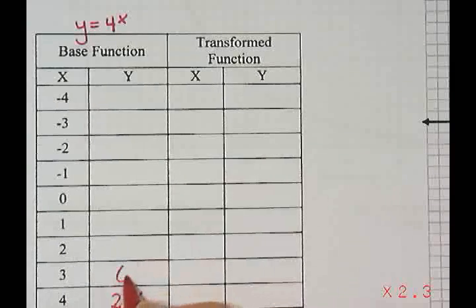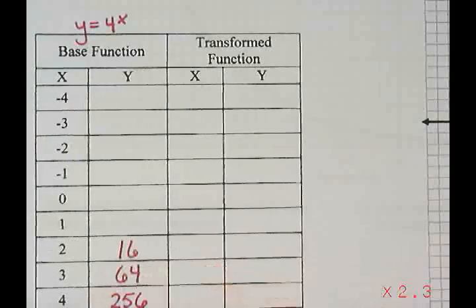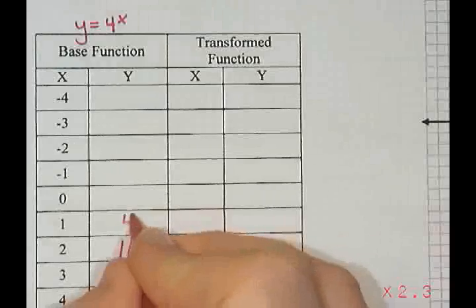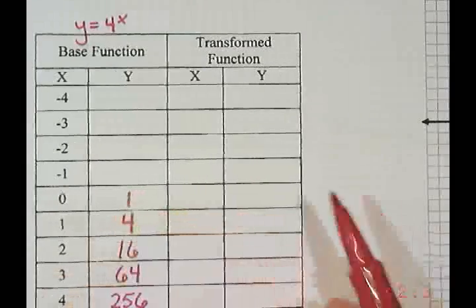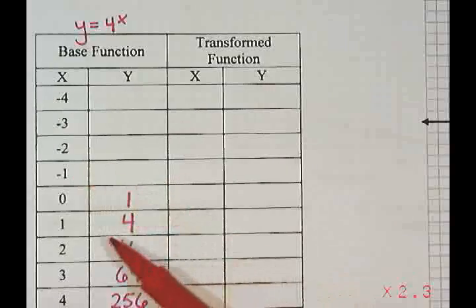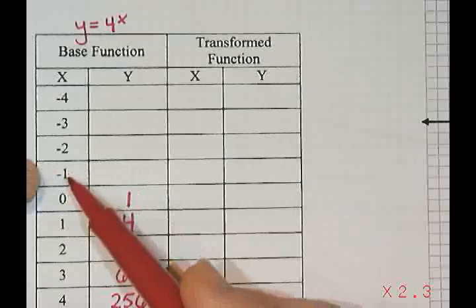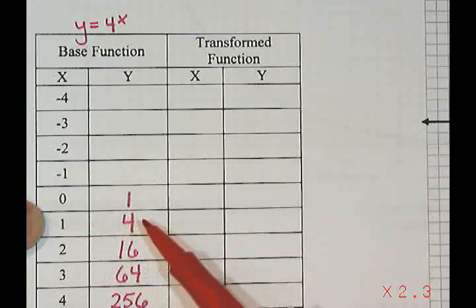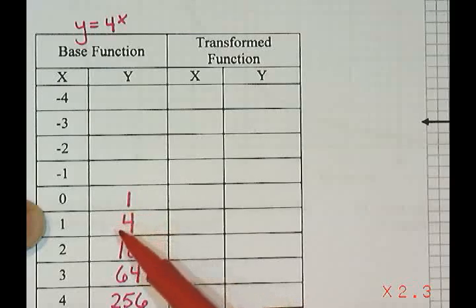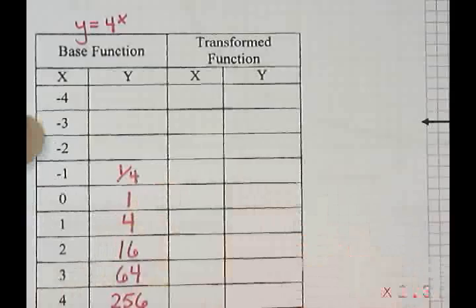4 to the power of 3 is 64. 4 to the power of 2, 16. 4 to the power of 1 is 4. Anything to the power of 0 is 1. 4 to the power of -1, a negative exponent makes a fraction. So if I look at 4 to the power of +1, which is 4, I'm going to turn that into a fraction and say that this is 1 over 4.